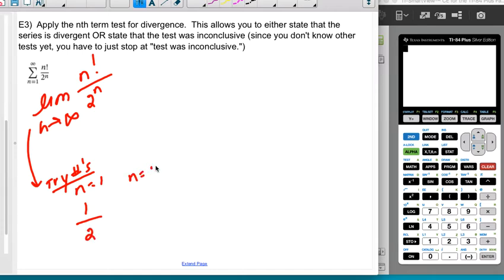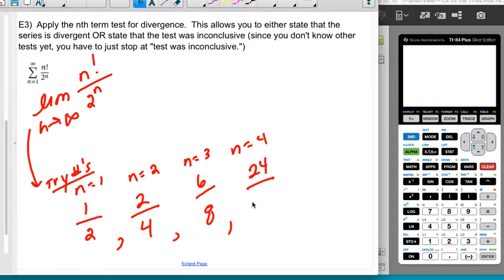If I pick n as 2, right, I get a 2 factorial, which is 2 over a 2 to the second, which is 4, right? If I picked n as 3, I'm going to get a 6. That's 3 factorial over an 8, right? If I pick n as 4, I'm going to get 4 factorial, which is 24 over a 2 to the 4th, which is 16. So what I want you to start to notice is that suddenly this is getting bigger, right? At this moment, this thing became bigger than the other thing.